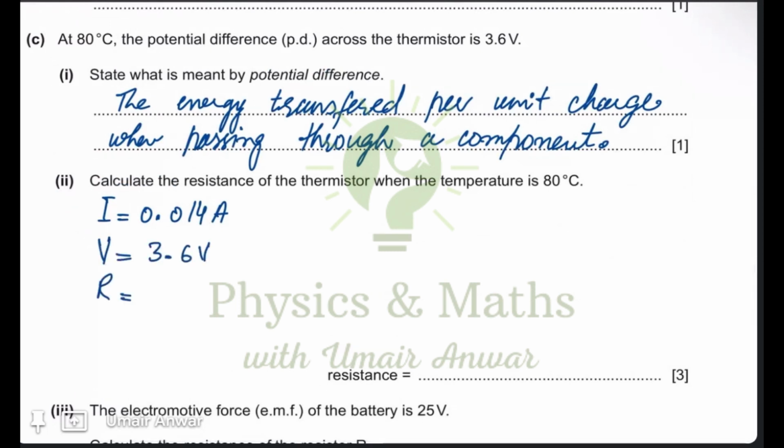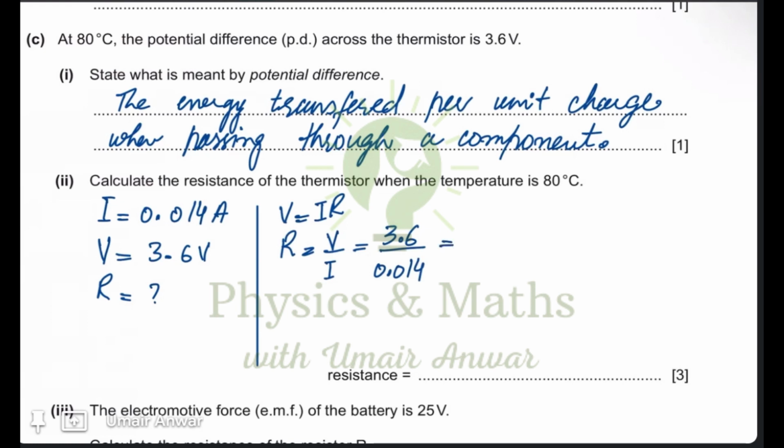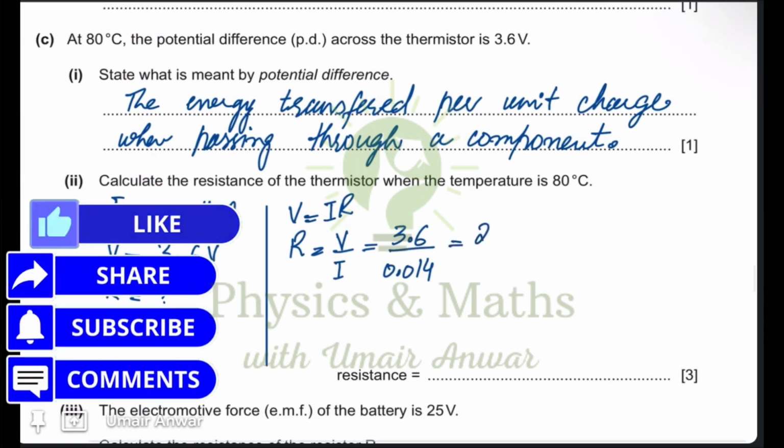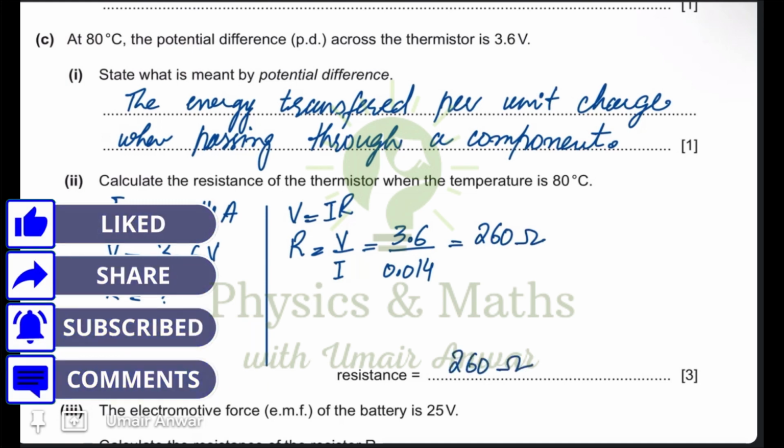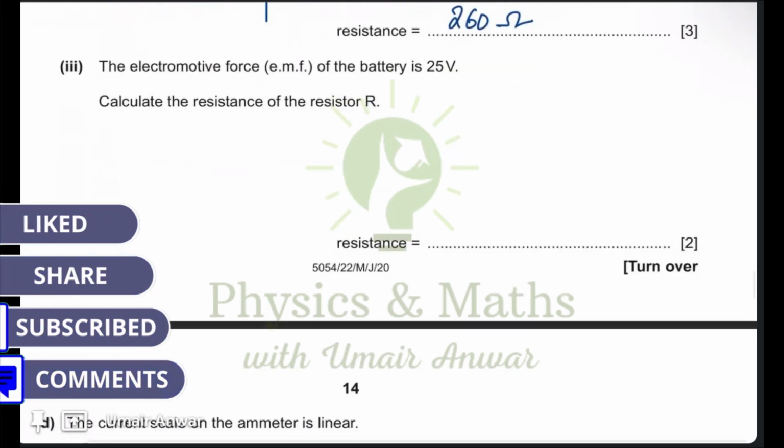And now we have to find the value of the resistance. We would be using the formula of Ohm's law. V is equal to IR. R is V divided by current. Voltage is 3.6 and current is 0.014. So the answer is 260 ohms. So the resistance of the thermistor at 80 is 260 ohms.